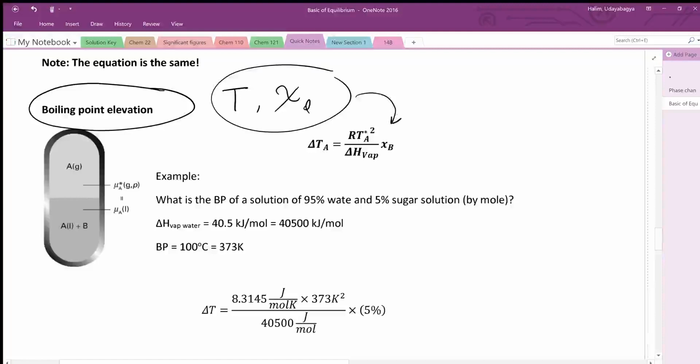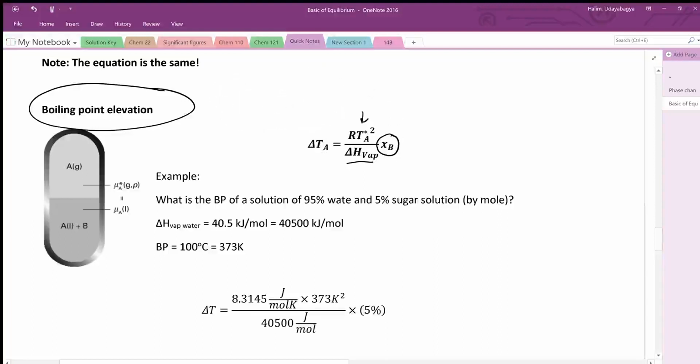That is, the change in the boiling point of the liquid is equal to R times the initial boiling point of the liquid to the power of 2, divided by delta H vaporization, times chi of B, which is the mole fraction of your impurity. So for example, a typical problem, or a simpler one, would be: what is the boiling point of a solution containing 95% water, that's an R there, and 5% sugar? This is 95% by moles and 5% by moles. So I'm just kind of making it easier for now.